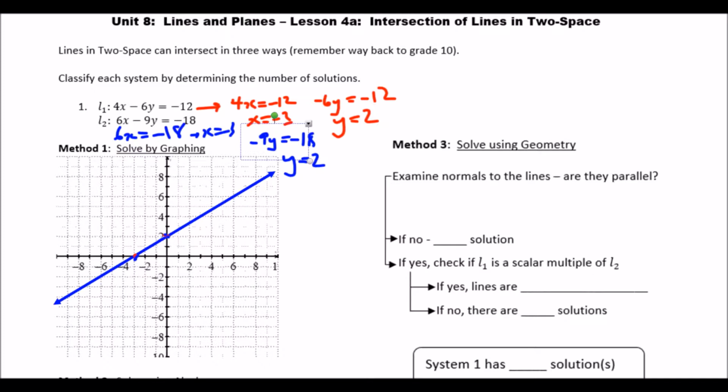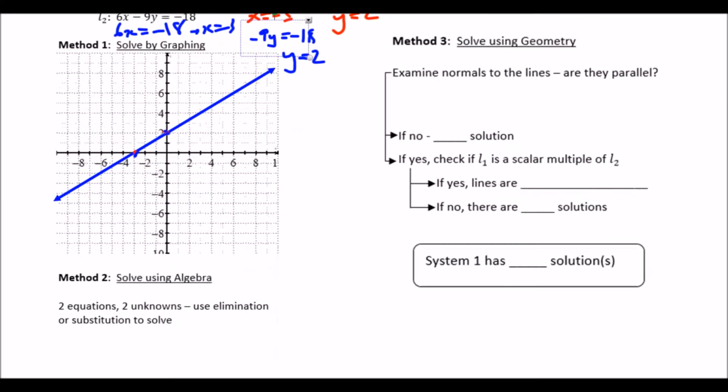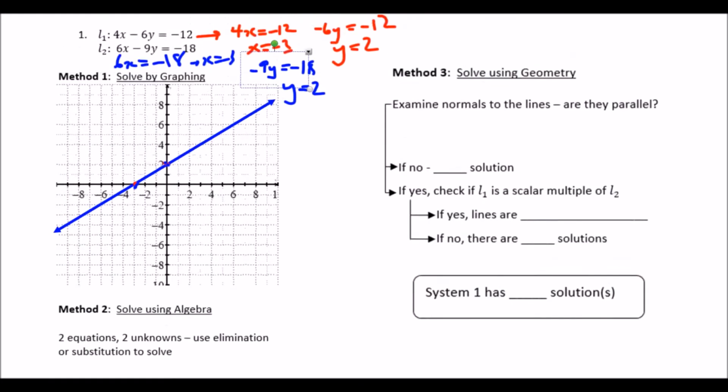And so what does that mean? That means one line is on top of the other. That means that it's coincident. So the lines are coincident, which means there are infinite solutions. So that's method 1, by graphing. That's really grade 9. Grade 10: two equations, two unknowns, use substitution and elimination. I'm going to go with elimination here.